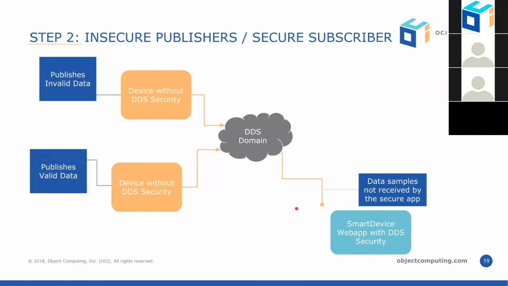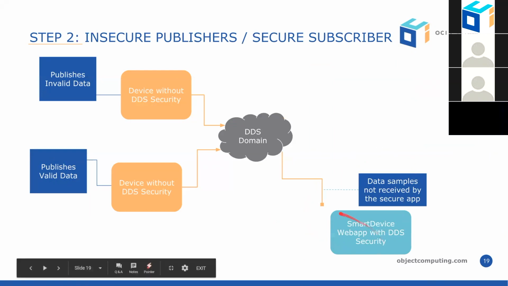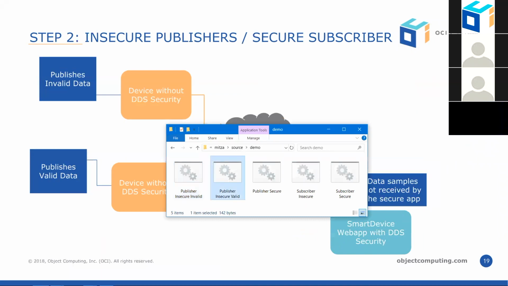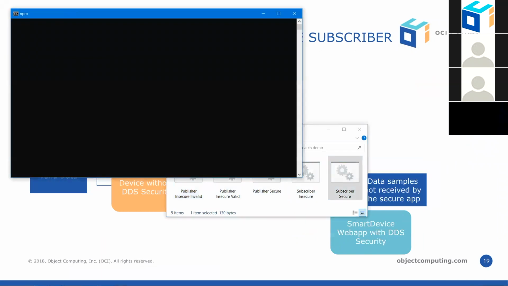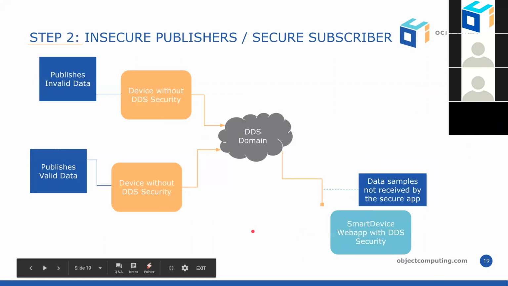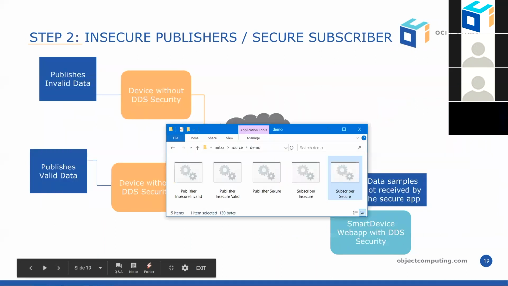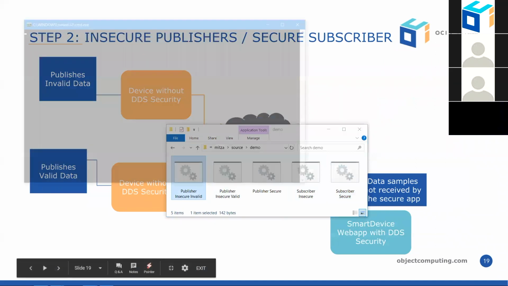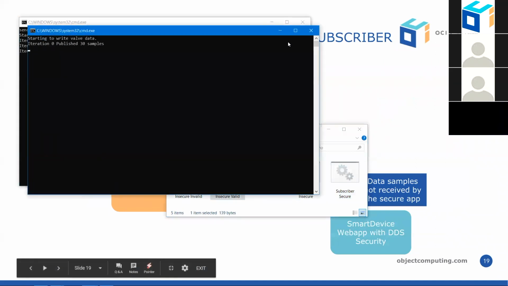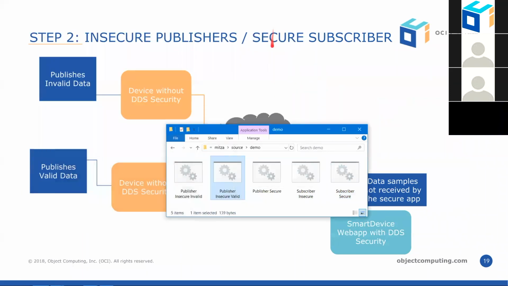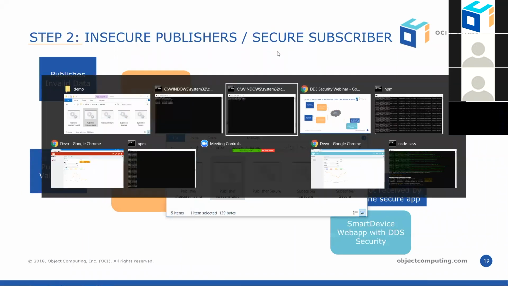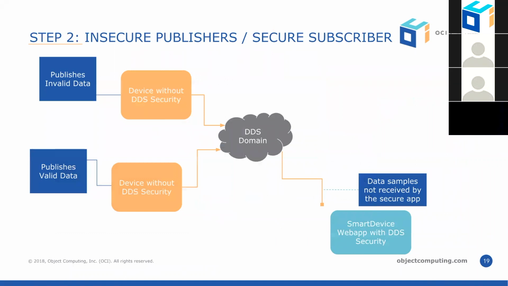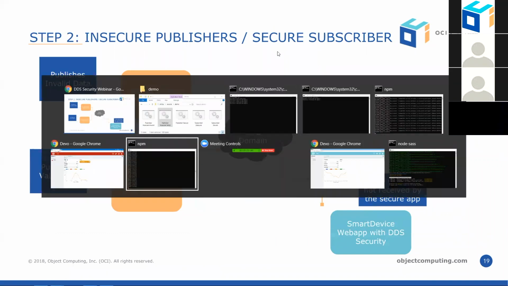Okay, step 2. We're going to start the subscriber side with DDS security. That is this application here, the subscriber secure. And then again, we'll have those 2 publishers available. They both don't have DDS security. This is publisher insecure, 2 variants of it running simultaneously. This is now running. Let's take a look at what we see in the web view.